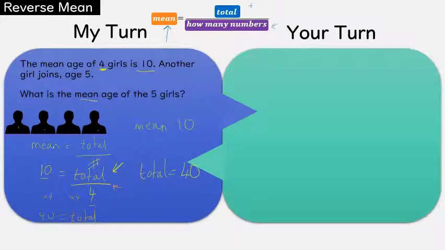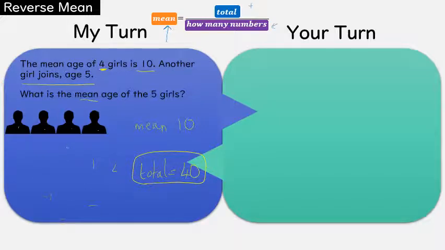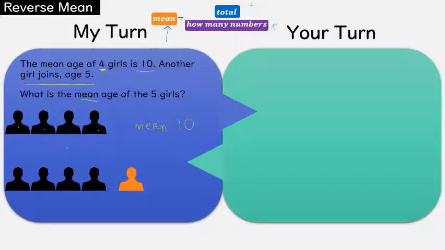Okay, we're not quite finished. So we know the total of those 4 girls is 40. It says another girl joins age 5. So let me just rub out this bit here so we've got a little bit more room. We've worked out that the total age is 40 of the 4 girls, but then a new girl is added who's age 5. So this new person here is 5 years old. And we know that all of these added together, we said the total was 40. So it could be 10, 10, 10 and 10, or it could be 8, 12, 10 and 10. We don't know. We just know that all of their ages added together is 40.